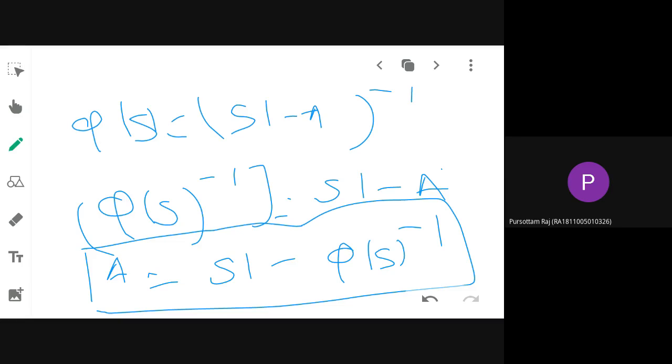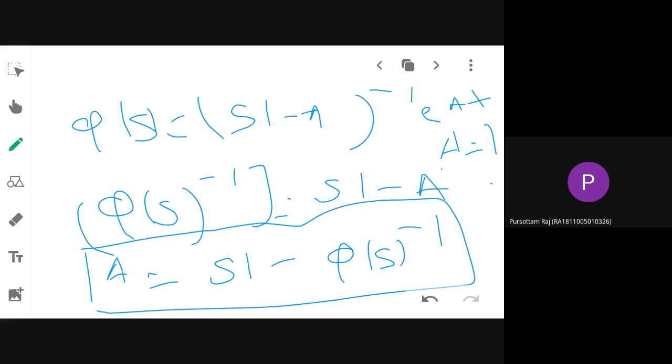They would have given the state transition matrix, that is e power At, from which they are asking you to find out A. So what is the formula for finding out A? It might be asked in MCQ also, so you have to remember the formula. Make a note of the formula.